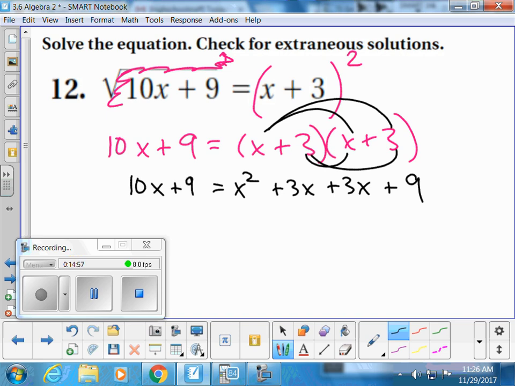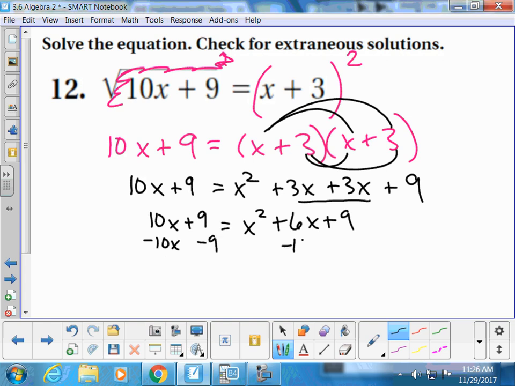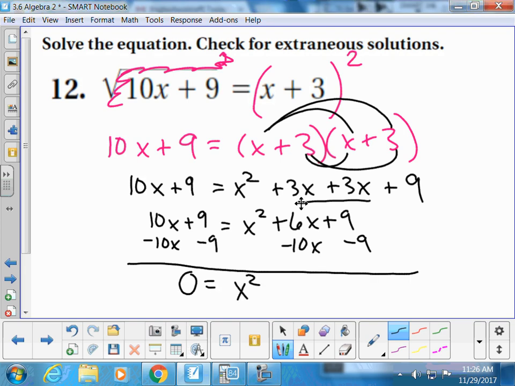We're going to work on getting everything alone on one side and maybe use a little factoring to solve this. So first of all, I can add those 2 up and get 6x. But let's move this 10x and this 9 to the other side. And I don't know if you mind, but I'm going to do this all in one step. So minus 10x and minus 9. I'm lining them up so they'll line up with their like terms. 6x minus 10x would be negative 4x. And 9 minus 9 would give me 0, which is good.